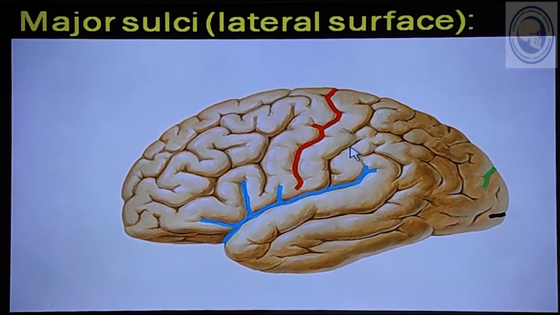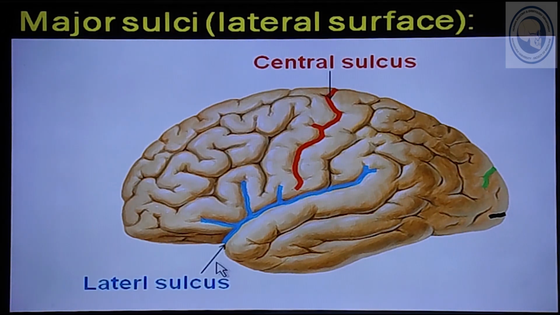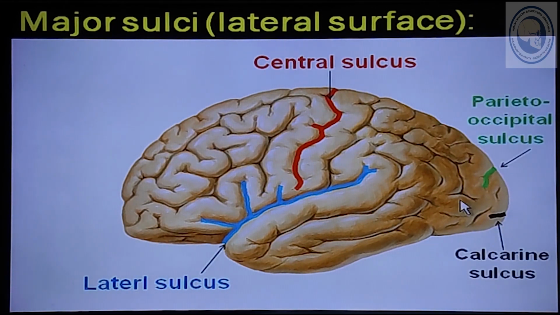We will have a central sulcus, lateral sulcus, and should know that the lateral sulcus shows three rami. This is the anterior ramus, this is the ascending ramus, while the continuity of the lateral sulcus will be the posterior ramus. Also on the lateral surface, you will find extensions from the two major sulci present on the medial surface, which were calcarine and parieto-occipital.